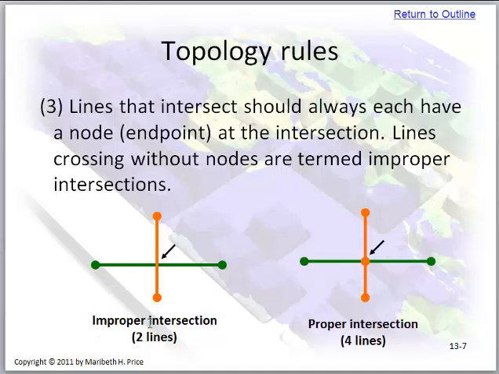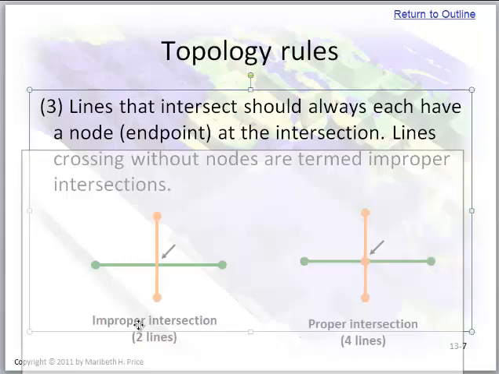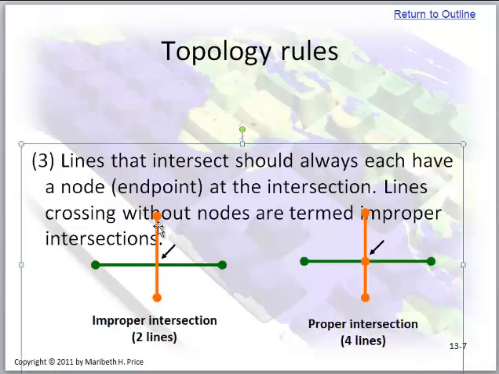This is an improper intersection, if in fact it is an intersection. If it's a highway, then that makes sense, because one road would go beneath the other. Didn't mean to move that.